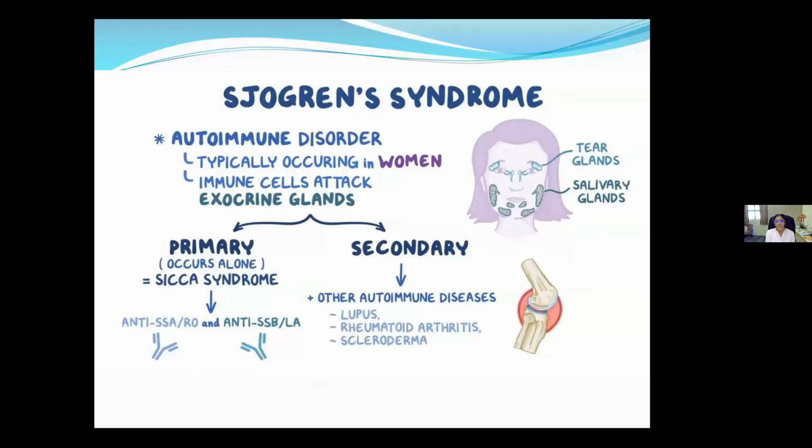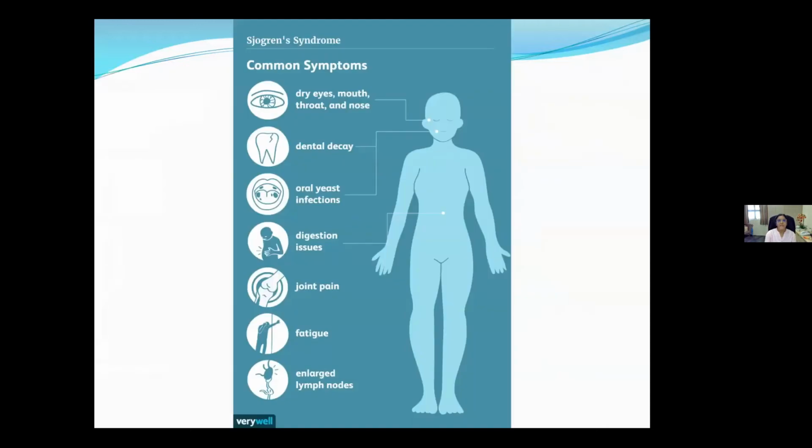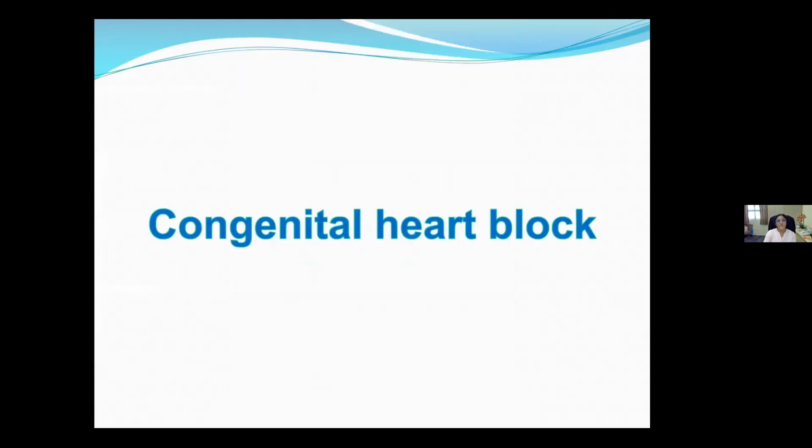Sjogren's syndrome is actually an autoimmune disorder. It typically occurs in women. The immune cells attack the exocrine glands. It could be either primary or secondary, when it's associated with other autoimmune diseases like lupus, rheumatoid arthritis, or scleroderma. They could present with dry eyes, dry mouth, throat, and nose, dental decay, oral yeast infections, digestion issues, joint pain, fatigue, and enlarged lymph nodes.